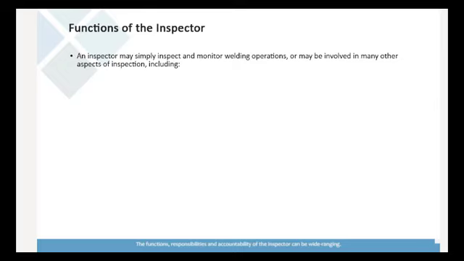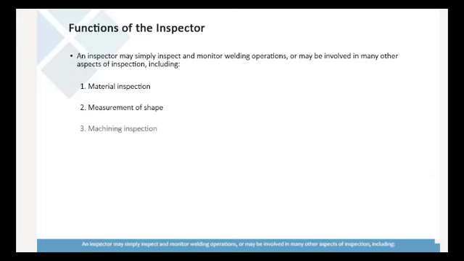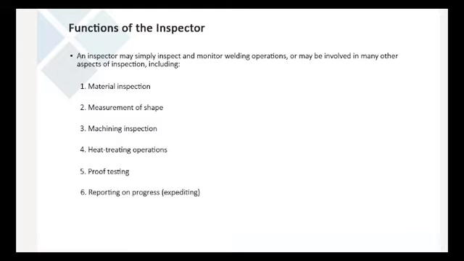The functions, responsibilities and accountability of the inspector can be wide-ranging. An inspector could be employed full-time by the contractor performing the work, quality control, or could be employed by an inspection organization acting as a third party and reporting to the owner or designer, quality assurance. An inspector may simply inspect and monitor welding operations, or may be involved in many other aspects of inspection, including material inspection, measurement of shape, machining inspection, heat treating operations, proof testing, and reporting on progress.